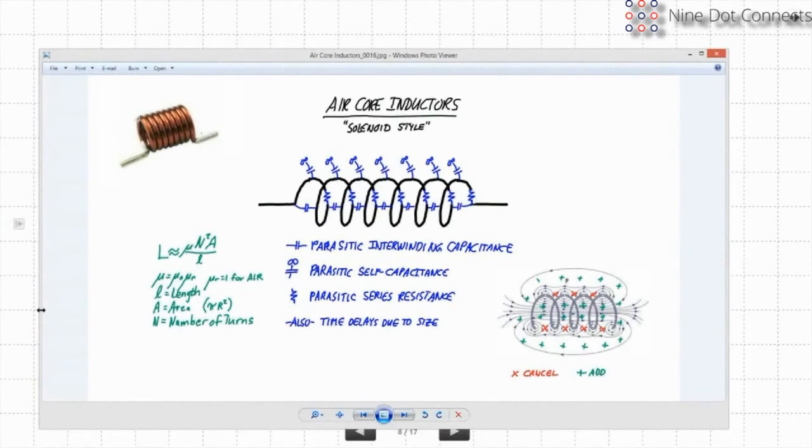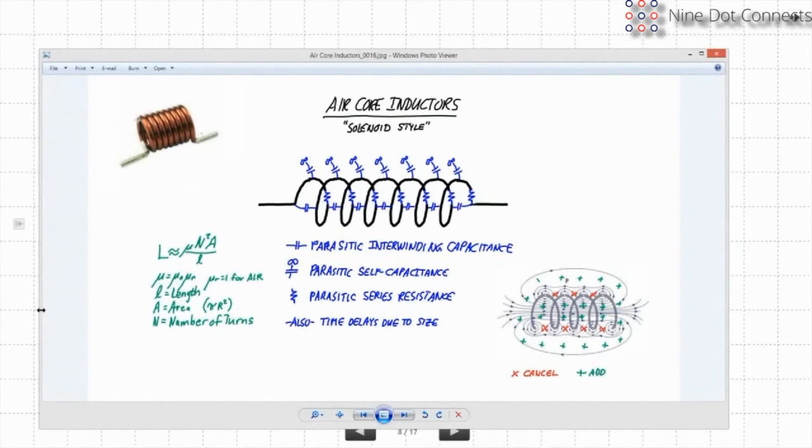So one way that they help improve this is space the coils further apart, put a gap between them so that the interwinding capacitance goes down. They also tend to use fat wire, so that they have less resistance in it. So it basically keeps the Q up and lets it operate up to a higher frequency before it starts to roll off. You will see that these things can be calculated, they can be used.